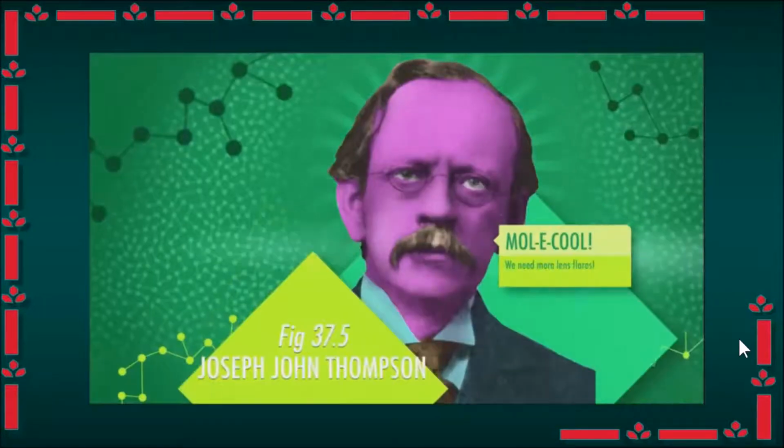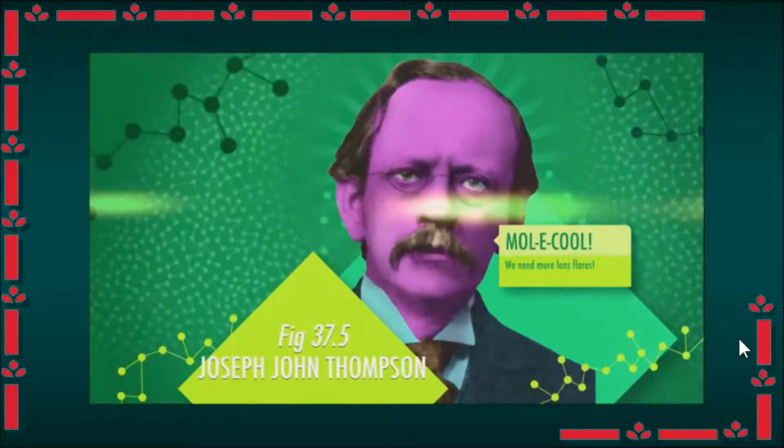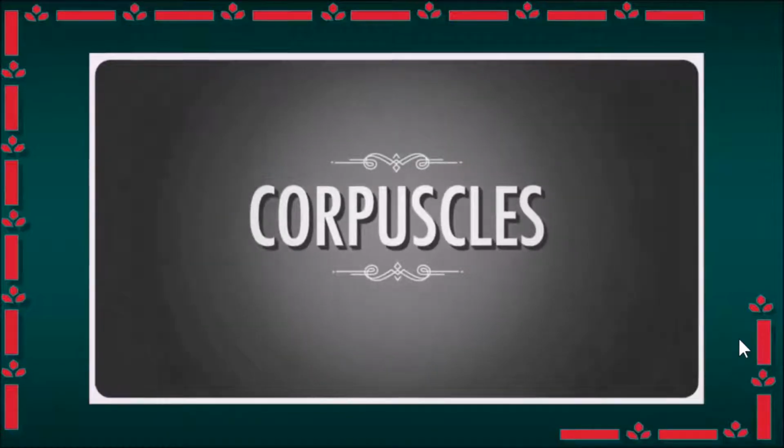Then, English physicist J.J. Thompson took the discharge tube research further. By measuring how much heat the cathode rays generated, how much they could be bent by magnets and other things, he was able to estimate the mass of the rays, and the mass was about 1,000 times lighter than hydrogen, the smallest bit of matter known at the time. He concluded that the cathode rays weren't rays or waves at all, but were in fact very light, very small, negatively charged particles. He called them corpuscles.